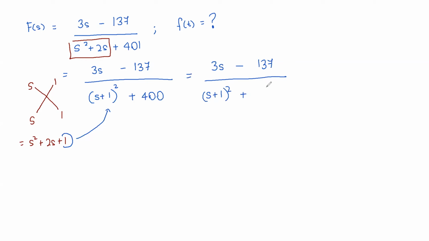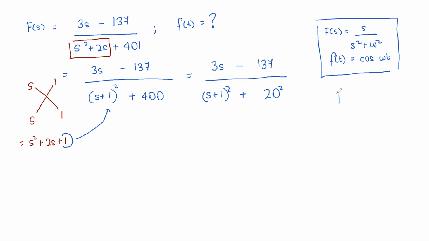We are familiar with the form of 20 square, because you know that when F(s) is s over s square plus omega square, the pair of it, f(t), is cos omega t. So this is one pair. And the other pair, when you have F(s) equal to omega over s square plus omega square, your f(t) is sine omega t. This is another pair.